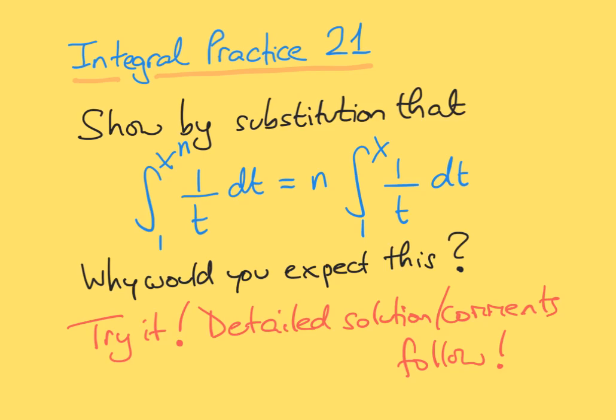So in this video, what I'd like you to do is show by substitution that this relation between these two integrals holds. They're both definite integrals. One is from 1 to x to the power of n of 1 over t with respect to t, and the other is n times the integral from 1 to x of 1 over t dt. So making an appropriate substitution, show that one would be equal to the other.